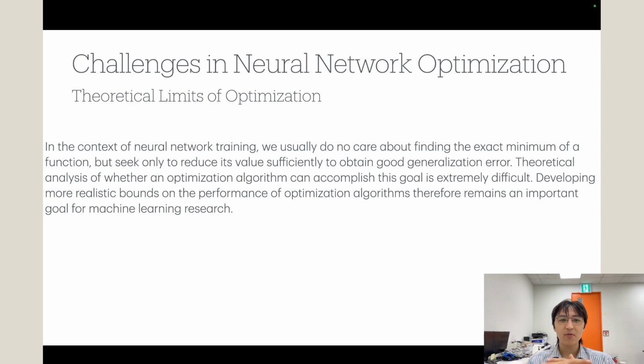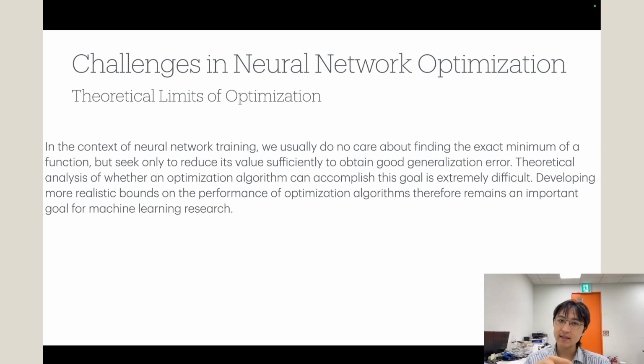So in the context of neural network training, we usually don't care about finding the exact minimum of the function, but seek only to reduce its value sufficiently to obtain good generalization error. That's important. Theoretical analysis of whether an optimization algorithm can accomplish this goal is extremely difficult. Developing more realistic bounds of the performance of optimization algorithms therefore remains an important goal for machine learning research.